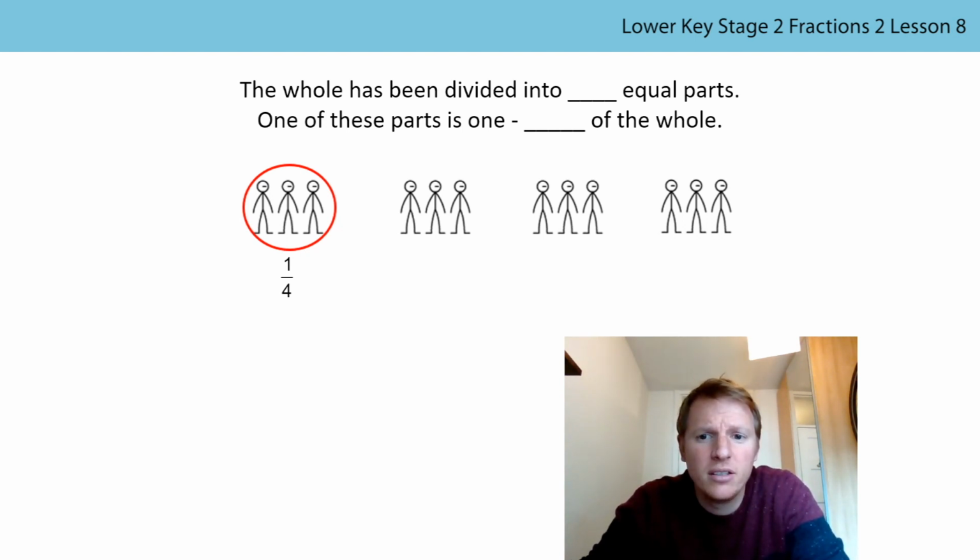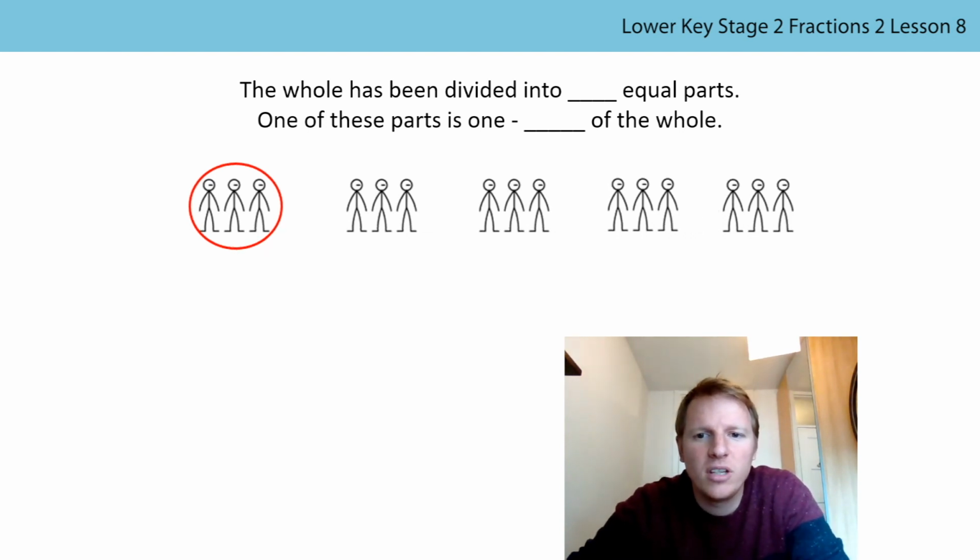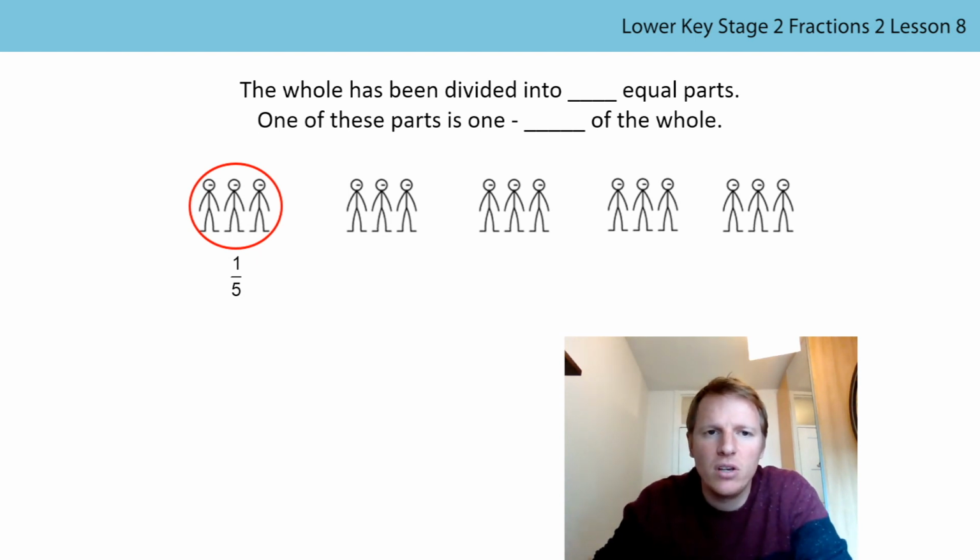Have you spotted a pattern? Can you guess what images are going to come next? Here you go, well done if you guessed that. This time there again has been another one of these equal parts added to our whole. So now the whole has been divided into 5 equal parts. One of these parts is 1/5 of the whole. 1 is still our numerator because one of these parts has been circled. 5 is our denominator because there are 5 equal parts.